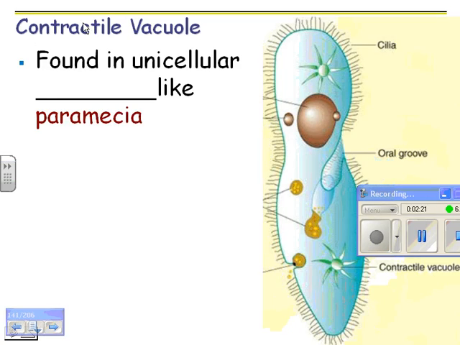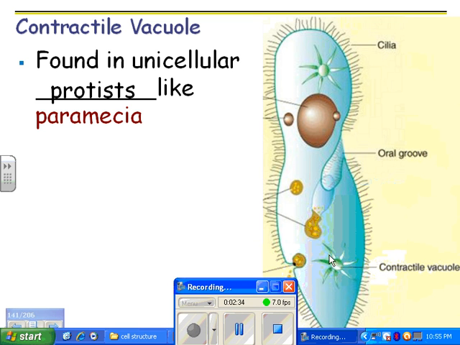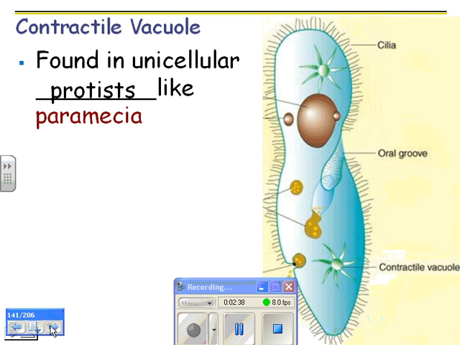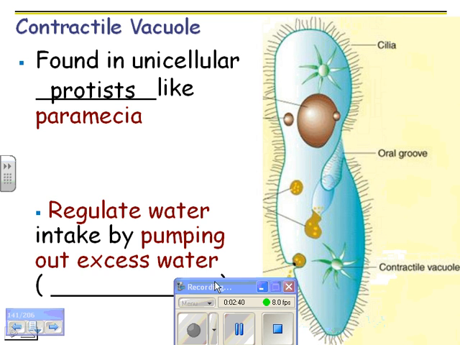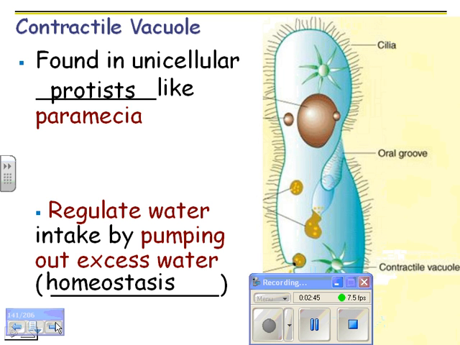Contractile vacuole. To contract means to make something smaller and shorter. So a contractile vacuole is found in unicellular protists like this paramecium, just for an example. So here's the contractile vacuole, and I'll have to show you the movie on the next page in school because I don't think that'll come out. But anyway, this regulates water intake by pumping out excess water. So it maintains homeostasis in that way.